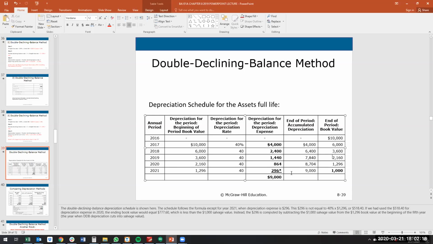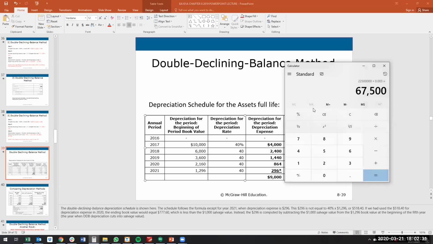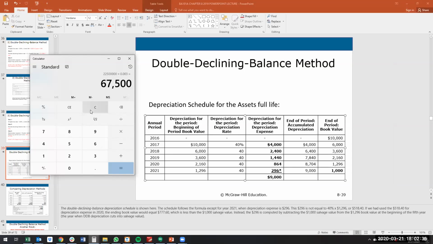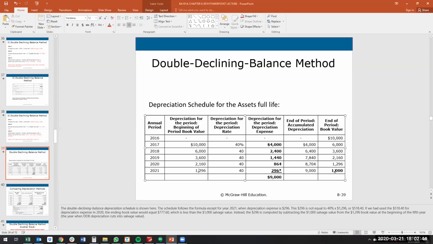Sorry, 1, 2, 3, 4, year 4, based on our calculations. We know that the salvage value is 1,000. So even though if we recalculate this, 1,296 times 0.4, we get 518. But we can't recognize that because that's higher than our salvage value. So we're going to cap it at 296. So we true it down to our salvage value.